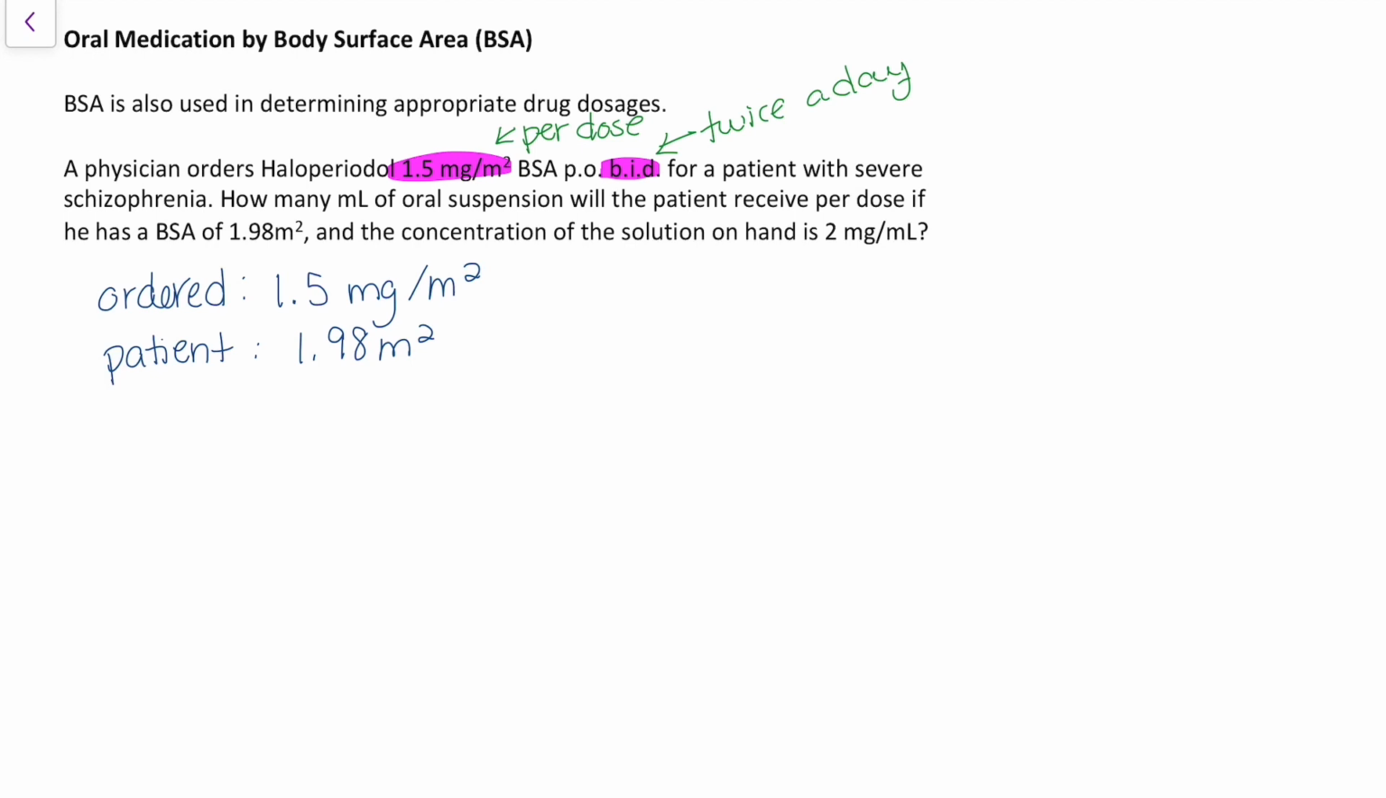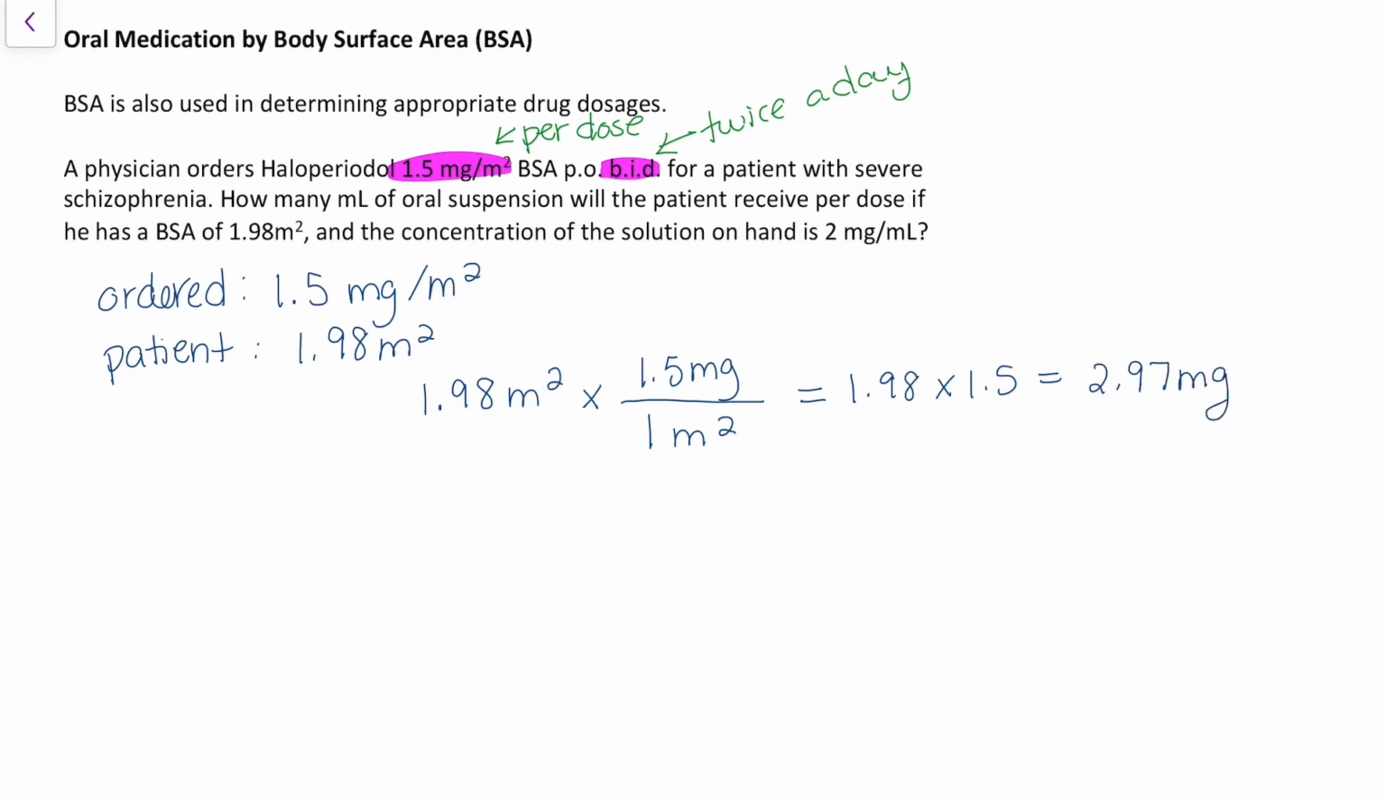So if I start with what I have been given, the patient is 1.98 meters squared, and the doctor has ordered 1.5 milligrams for 1 meter squared. So I'm using that as my conversion rate. And so I'm going to do 1.98 times 1.5 to get 2.97 milligrams for this particular patient.